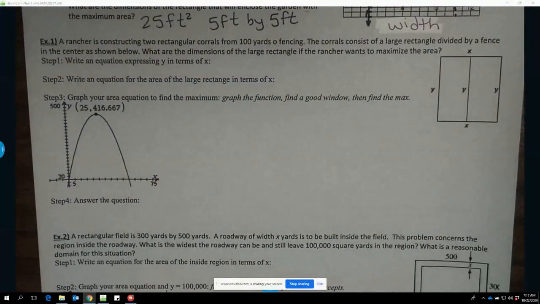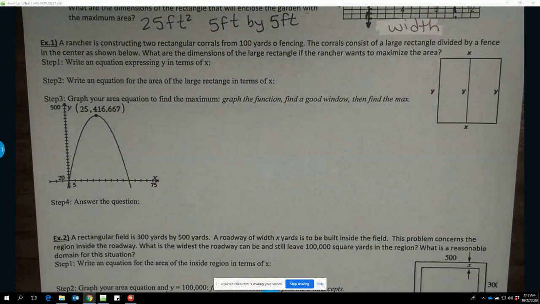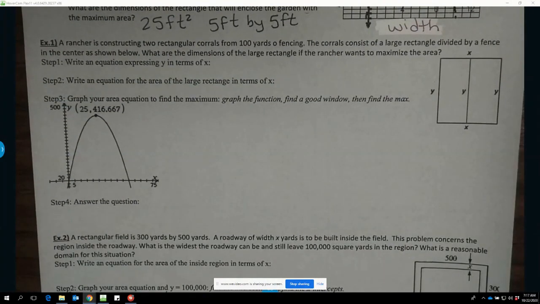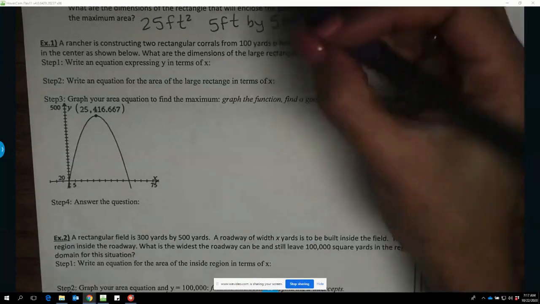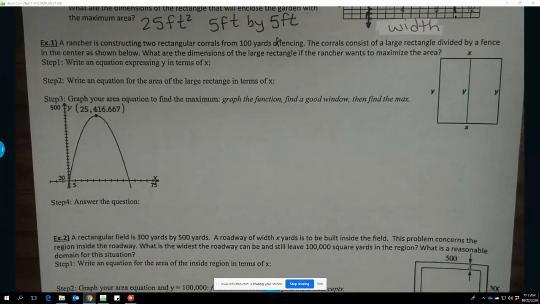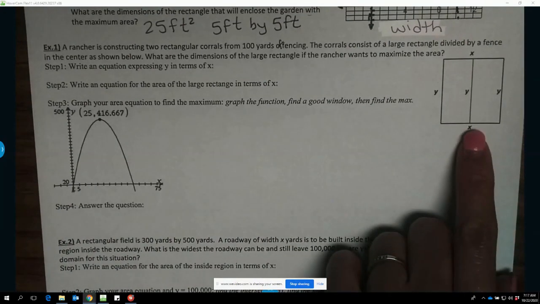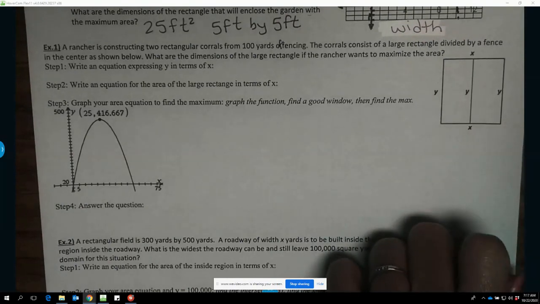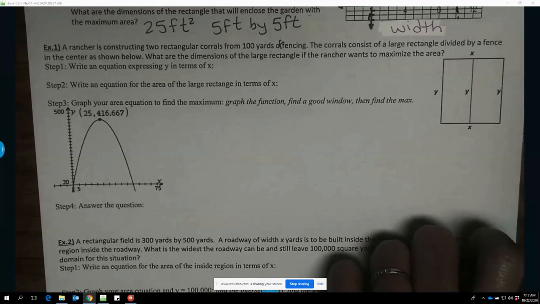Now we're going to actually do an example of what you're expected to do for this class. So number 1, a rancher is constructing 2 rectangular corrals from 100 yards of fencing. The corrals consist of a large rectangle divided by a fence in the center as shown below. So here's the picture, it's already been drawn for you. What are the dimensions of the large rectangle if the rancher wants to maximize the area?